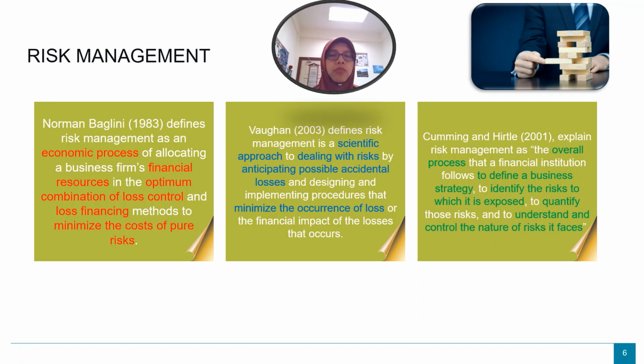So we can see that from the definitions given by the scholars, actually all the definitions are more or less the same. And we can see that the objective of having risk management in a company, in an institution, in an organization, is to minimize the loss, to minimize the risk from happening. Okay, so that's the meaning of risk management.